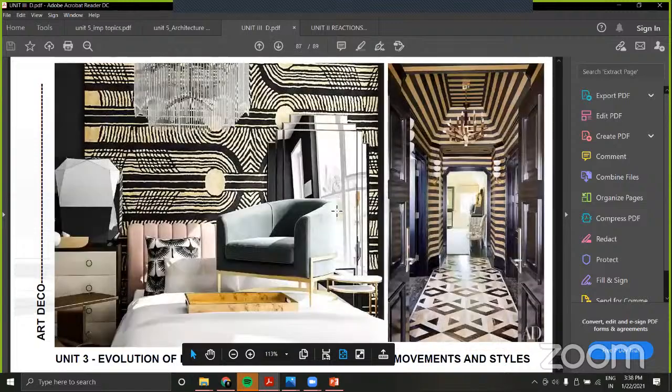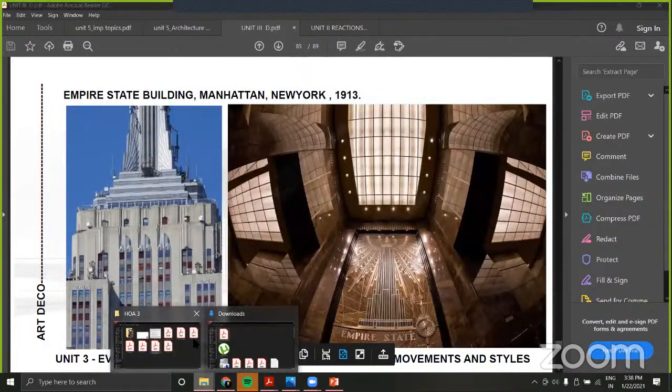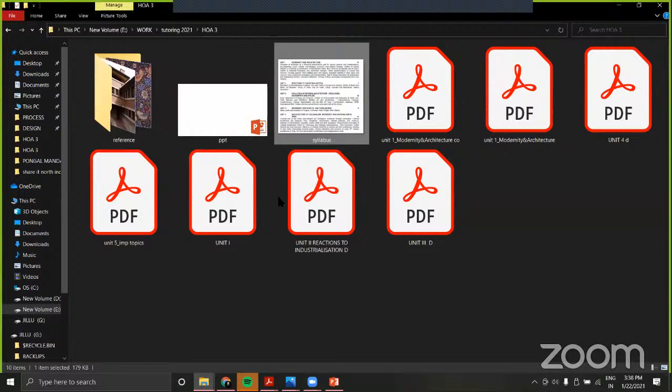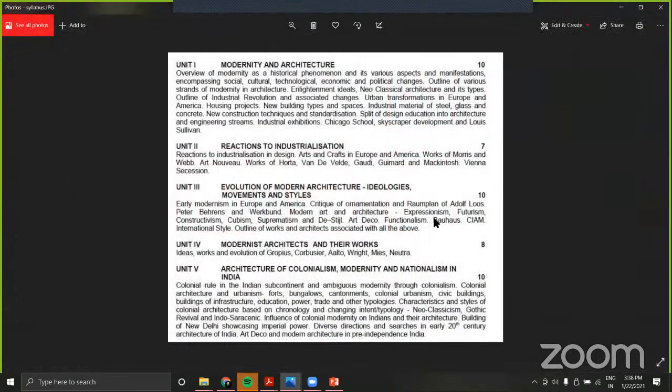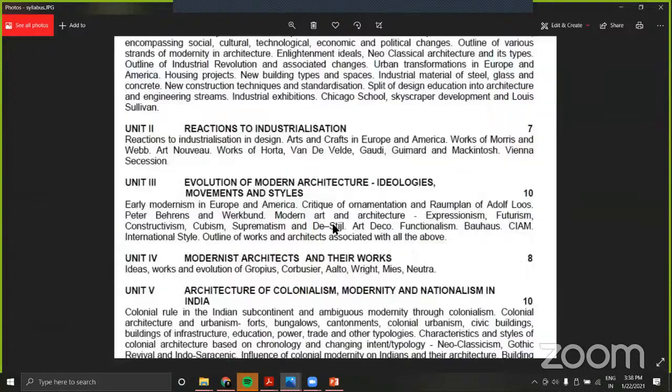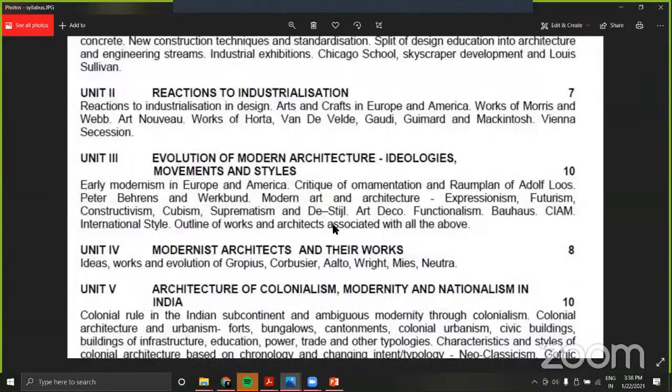From this, we will be finishing Unit 3. In Unit 3, what you can expect in the exams is from all these six movements. Any one movement can be asked as a 2 mark question, or how they were formed, or what the characteristics are, which year, and who the architects are. An example of a building can also be asked. For functionalism, Bauhaus, CIAM, and International Style, the same thing applies.